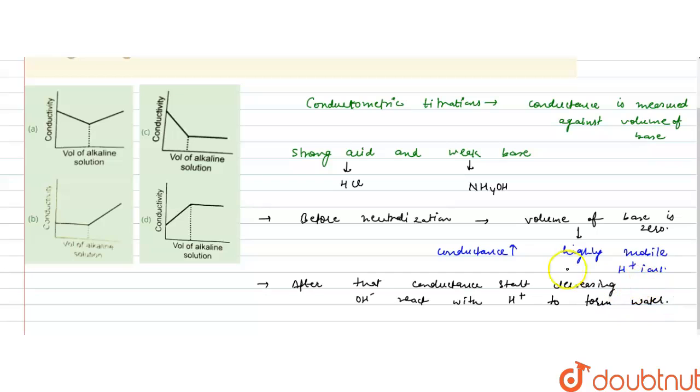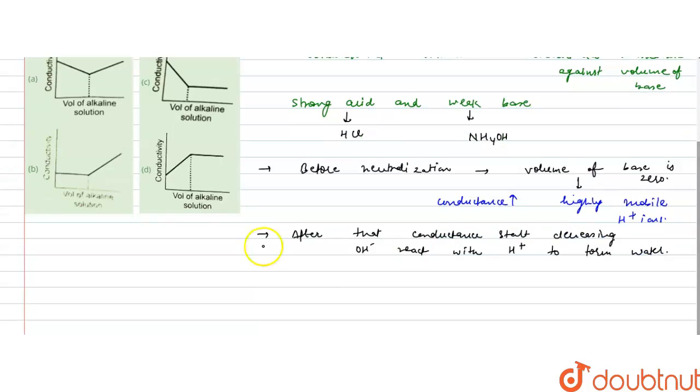The conductance is minimum at the equivalence point, because the concentration of highly mobile H positive ions and hydroxide ions in the solution is lowest at the equivalence point. At the equivalence point, the conductance is minimum.